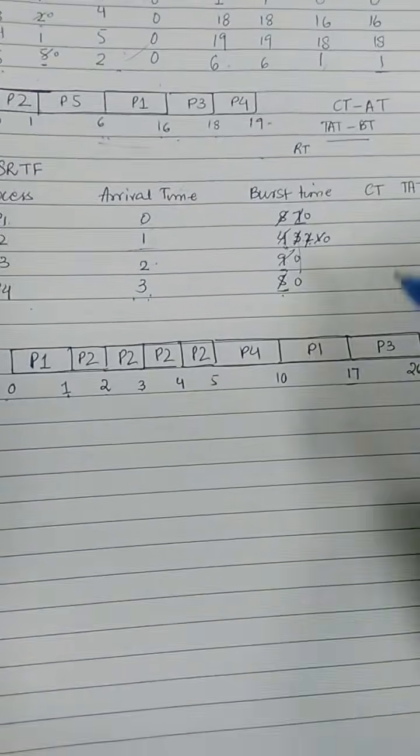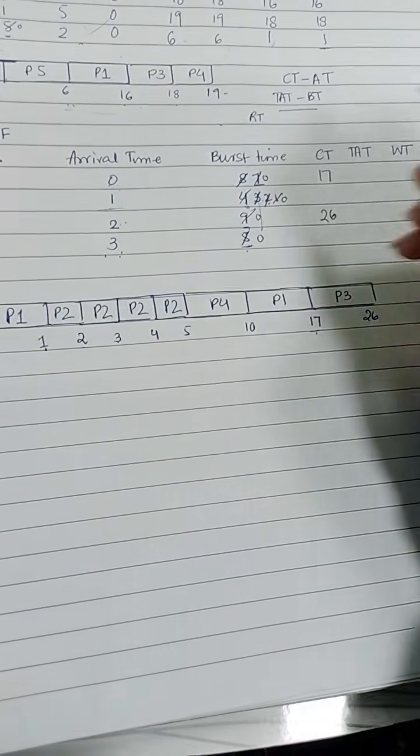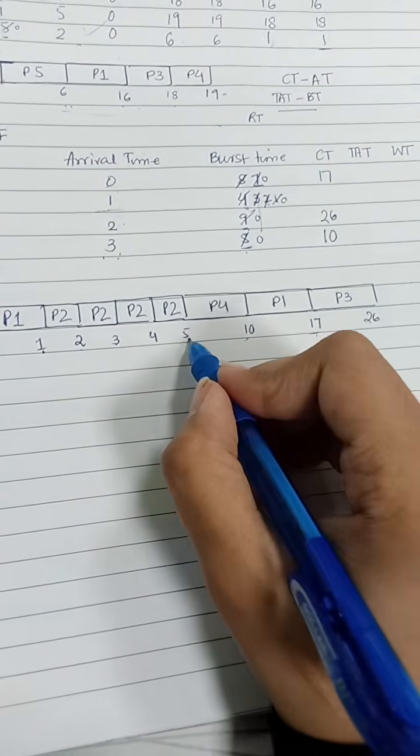Now for completion time, I'm just going to check which process completed at what time. So process 3 was completed at 26, right? So I'll write 26 over here. P1 was completed at 17. I'll write 17 over here. P4 was completed at 10. P2 was completed at 5.